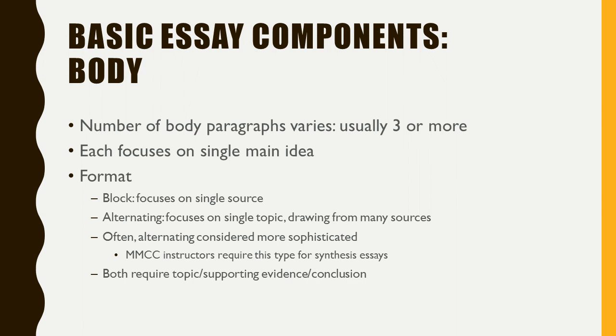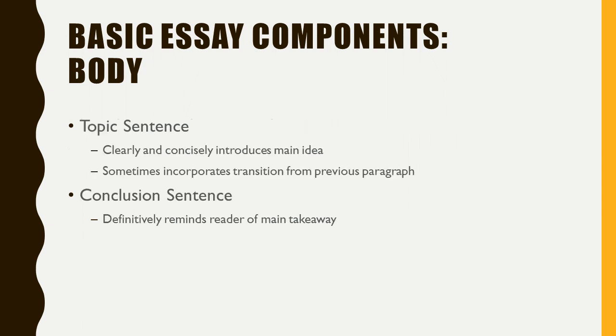In both formats, each paragraph should include a topic sentence, supporting evidence, and a conclusion sentence. The topic sentence clearly and concisely introduces the main idea of the paragraph. This will typically be a smaller scale claim that lends support to your overall argument. If following a previous body paragraph, it may incorporate a transition that ties the topics of both paragraphs together. Body paragraphs should end on a conclusion sentence that wraps up the paragraph by reminding the reader of its main takeaway in a definitive way.